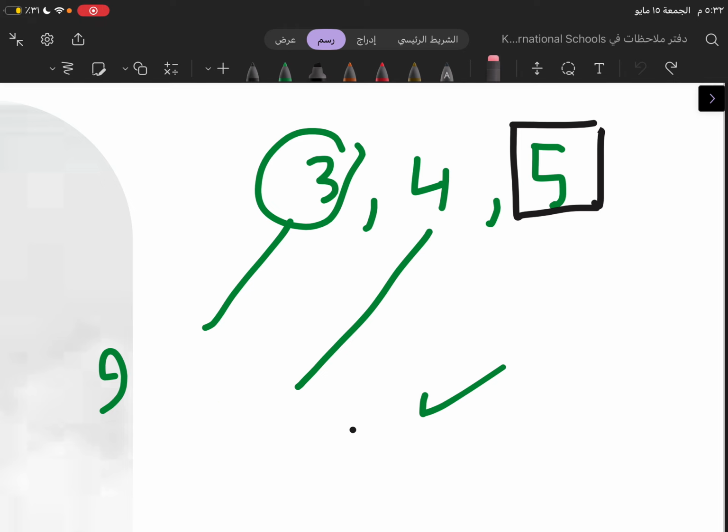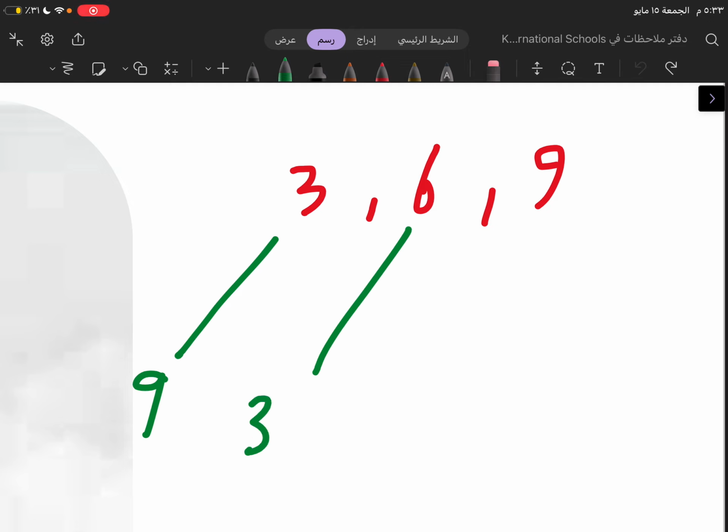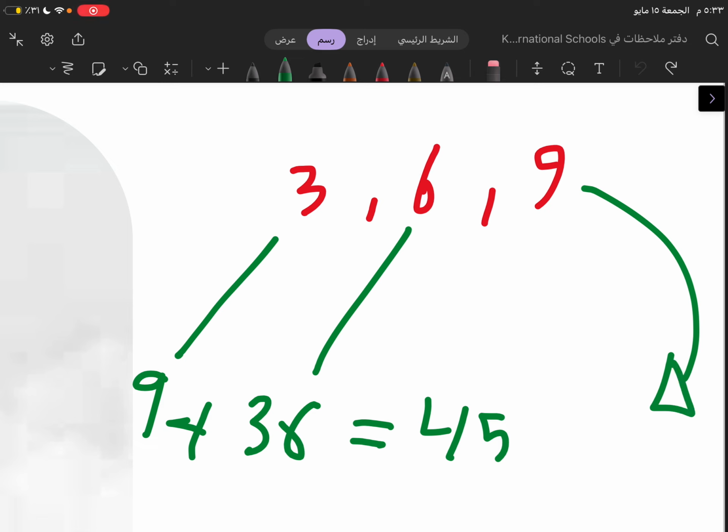Are we good? Okay. If I have this example, 3, 6, 9. Square the first, square the second. Now add them. It's 45, yes. Square the biggest or longest side. It is 81. It is not equal, so it is not a right angle triangle. Are we good? Good.